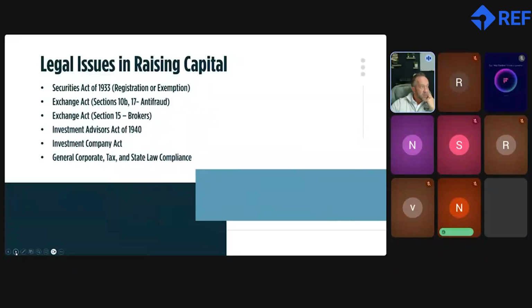Some of the legal issues when it comes to raising capital: you've got the Securities Act, the Exchange Act, two different sections, the Investment Advisors Act, the Investment Company Act, corporate law, tax law, and state law compliance. So there's a lot of different areas that we have to look at when we help people set up to raise capital and do it properly.